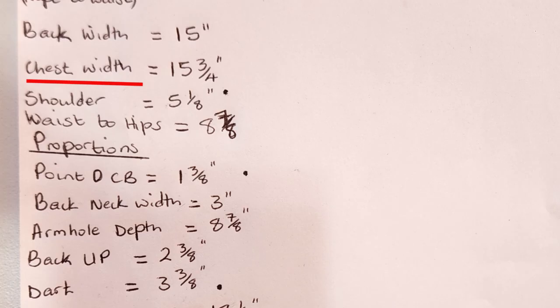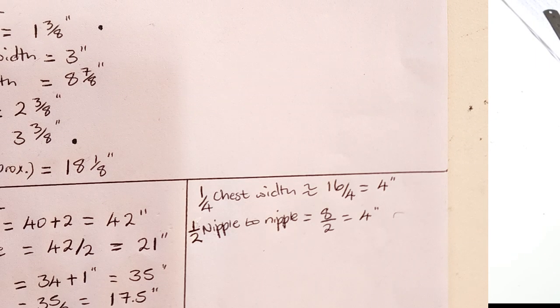In my case, the chest width is 15 3/4. So now we are supposed to find 1/4 of this. But because 15 3/4 is 15.75, to avoid dividing a fraction by 4, we can just round off to 16 inches. 16, we divide it by 4, the answer is going to be 4 inches. I discovered that it's the same thing when you say the nipple to nipple measurement. It is 8 inches, so if I divide it by 2, I get 4 inches. That is why I said you can use either this or that.